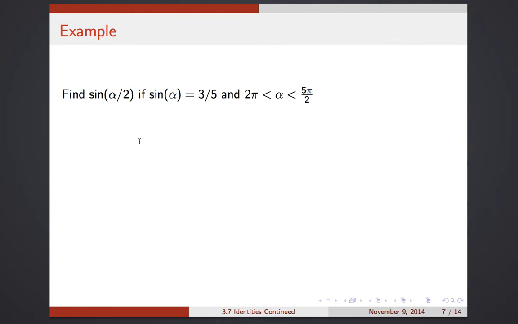Okay, so here's another example using the half angle formula. Let's find sine of alpha over 2 if I'm going to tell you that sine of alpha is 3/5, and I'm going to give you a location of alpha. I'm going to say that alpha is between 2 pi and 5 pi over 2. So in other words, alpha is between 360 degrees and 450 degrees. So alpha is in the first quadrant, but it's made it through one full rotation.